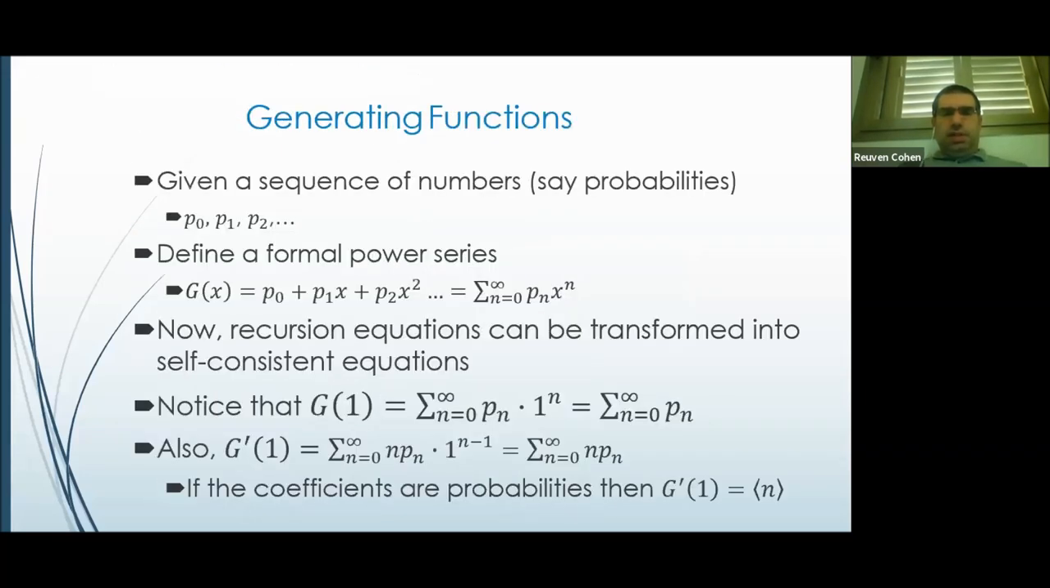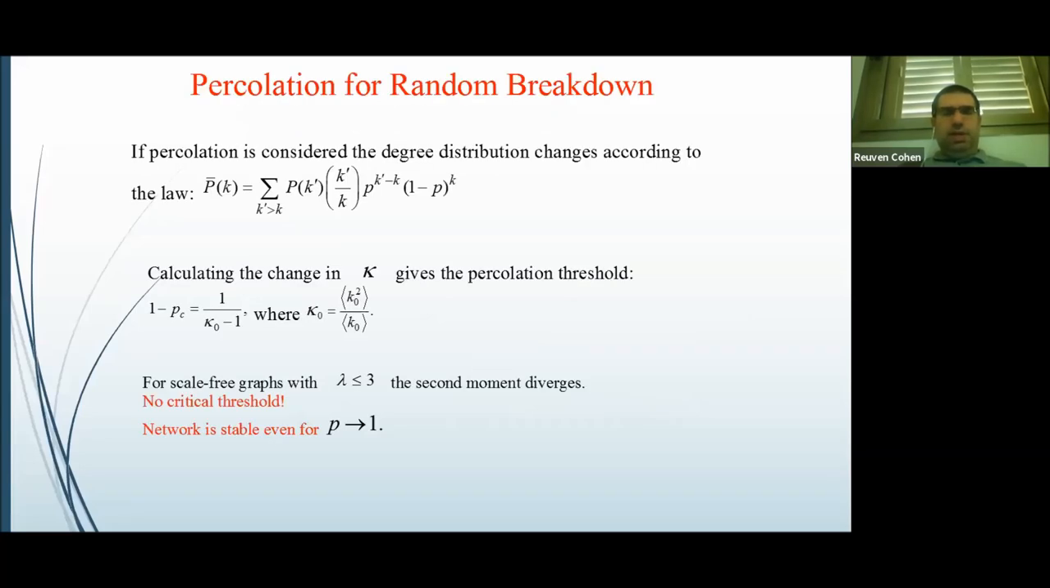The process is determined by the ratio of the first two moments of the distribution. This is obtained by just doing the actual calculation of the degree distribution or of the generating function. And when we do that, we get that the most important parameter is the ratio between these two moments. And once the second moment is infinite, we get that the system is very stable, at least for random removal.